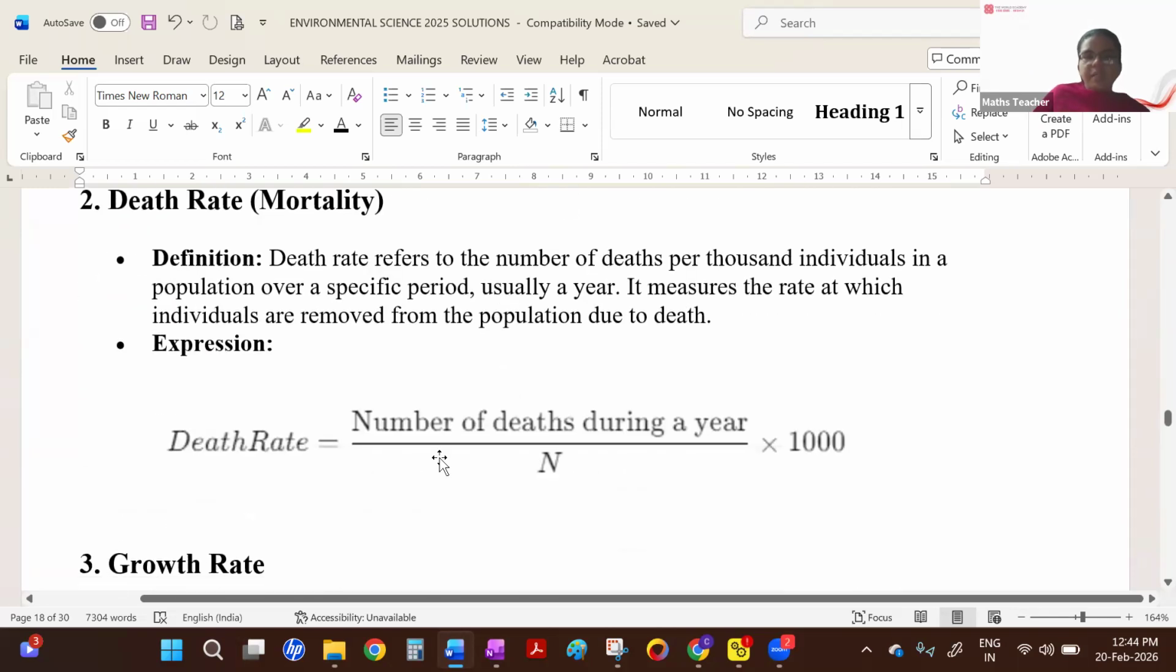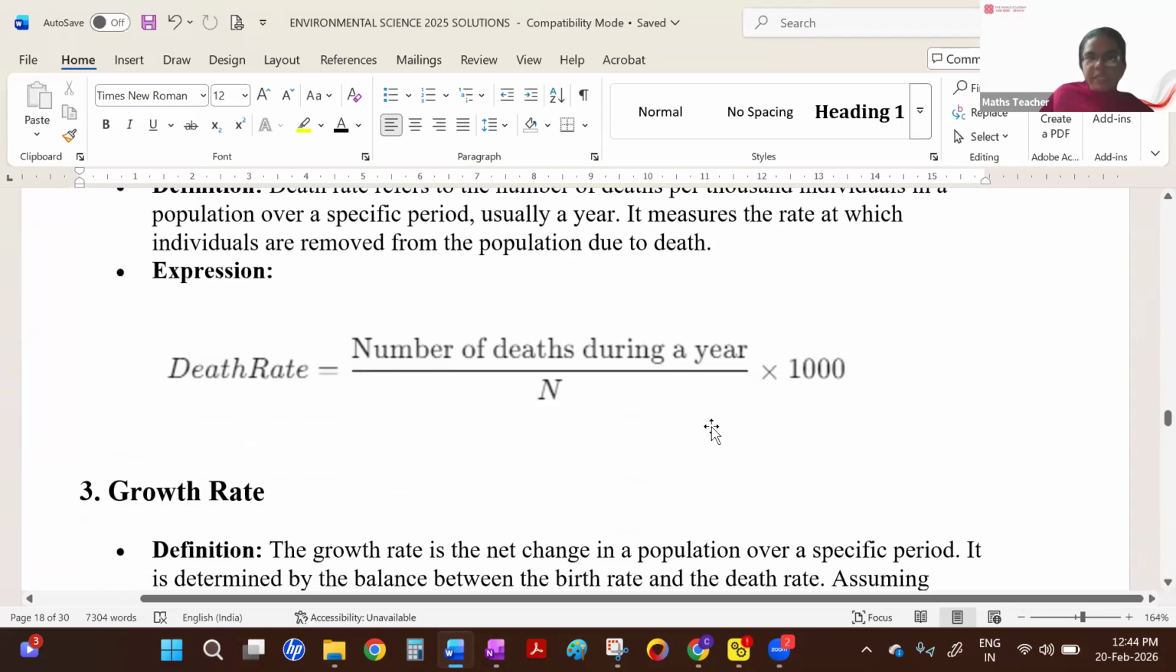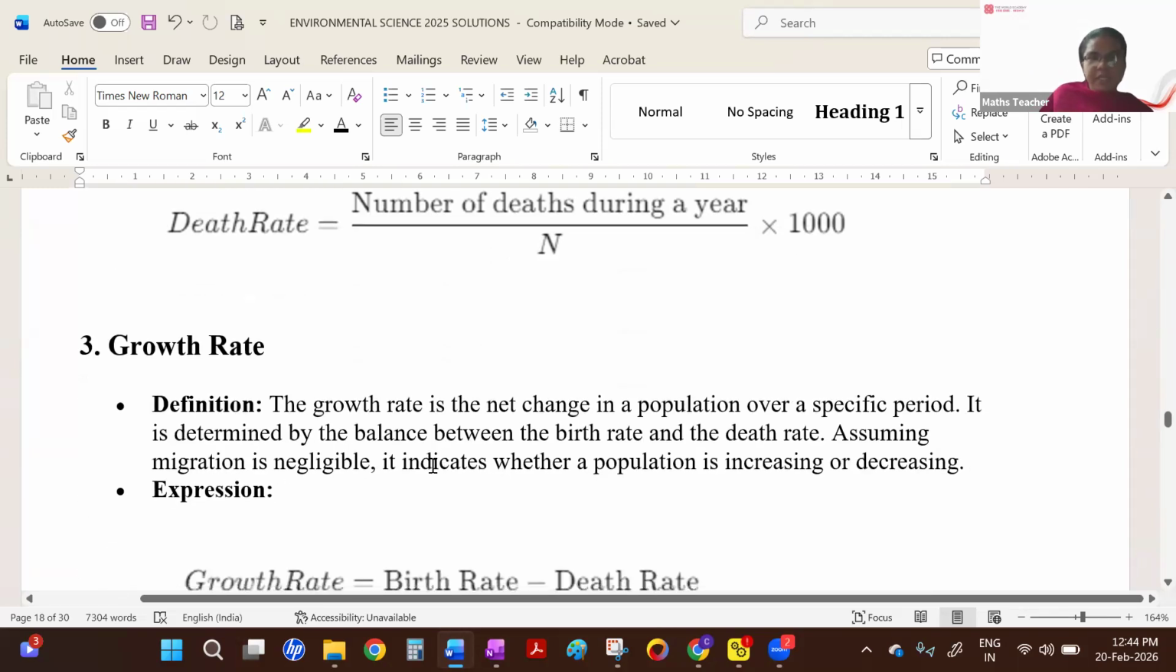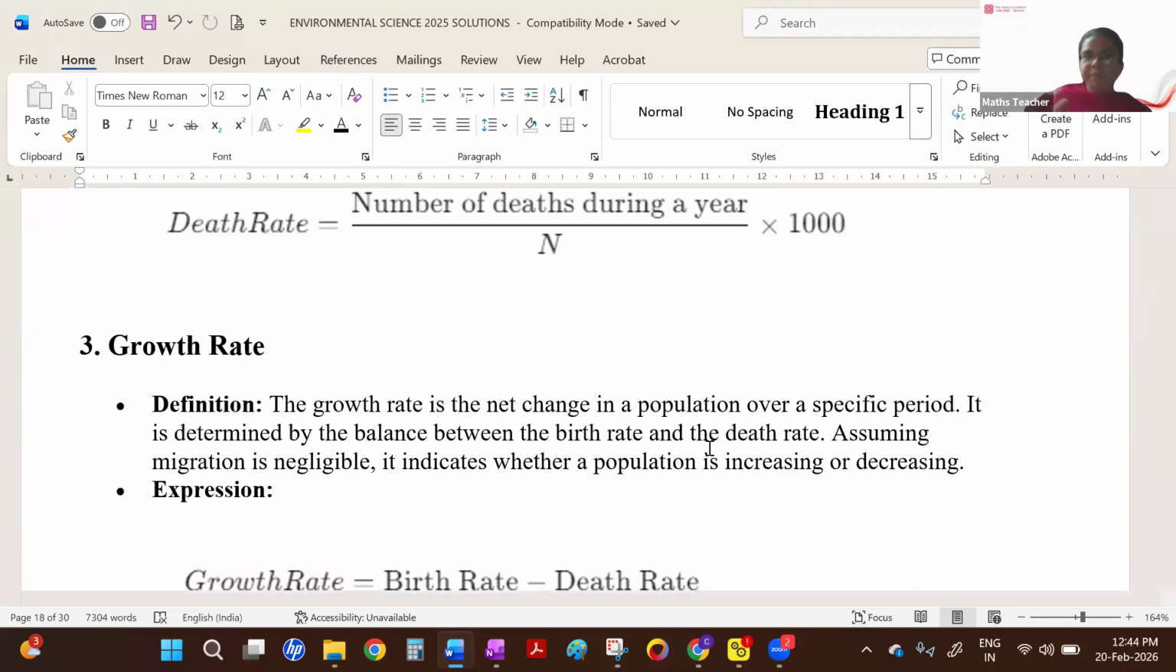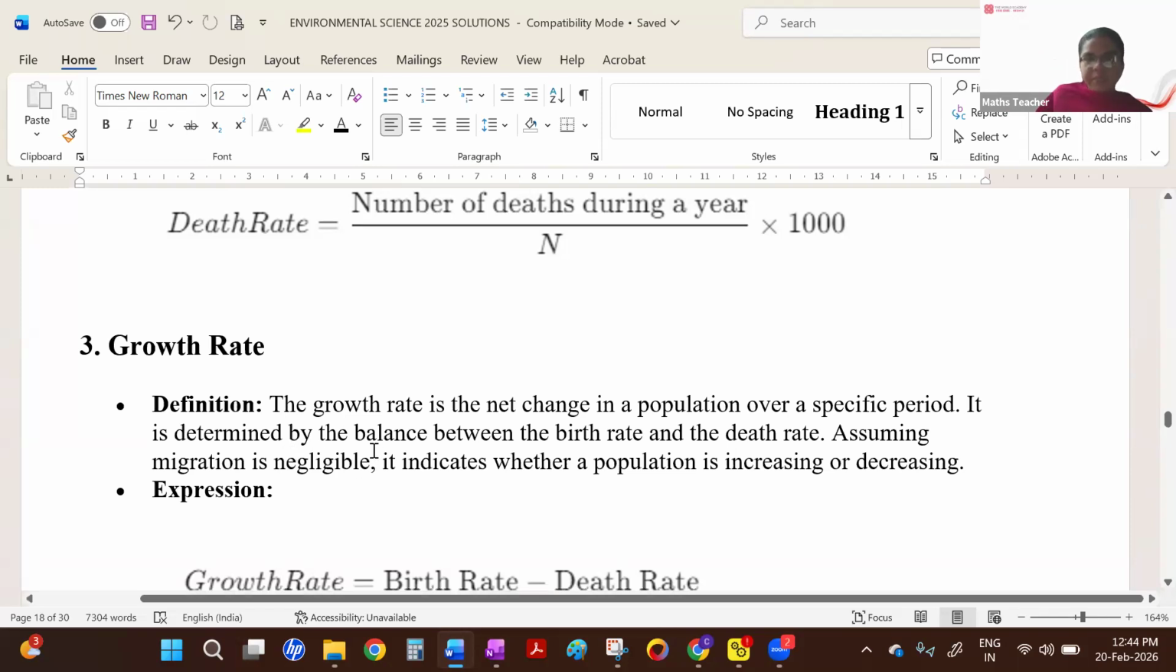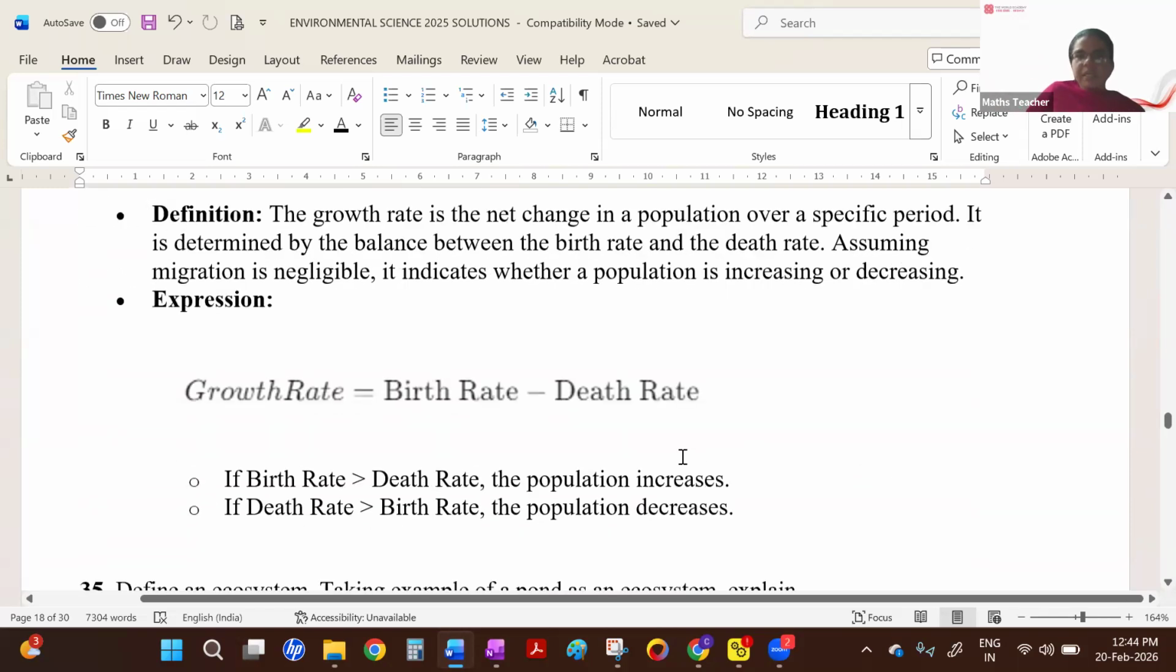And then what is death rate? The number of deaths during a year. Death rate refers to the number of deaths per thousand individuals in a population, so deaths per year. And then growth rate is the net change in the population over a specific period. So how a population grows, whether there is an increase or a decrease in the number of people. That is growth rate, and it is determined by the balance between the birth rate and the death rate. If the birth rate is higher than the death rate, then the population is going to increase. If the birth rate is lower than the death rate, then the population will decrease, right? So growth rate is birth rate minus death rate.